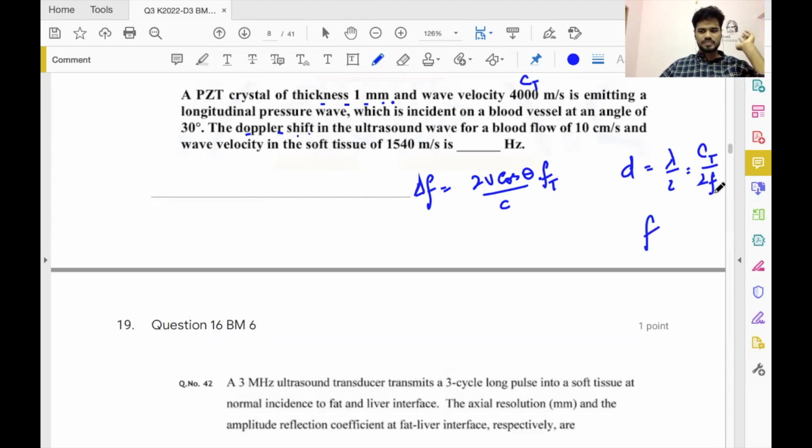So Ft is Ct by 2 times the thickness. Notice we have C here, 150. This is speed of sound. We have speed of sound in PZT, and we have speed of sound in soft tissue. So just substitute this F here, and we should get the answer. What do we get there? 22.4. Roughly, I suppose 225 hertz.